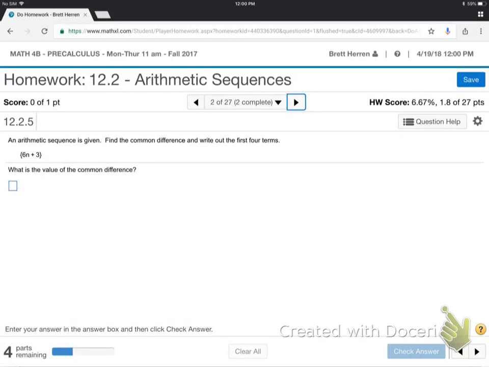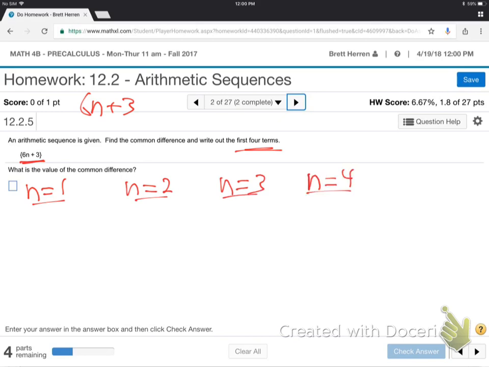All right, 12.2, number 2. The formula is 6n plus 3. And what they want me to do is find the first 4 terms. So let's do it. 6n plus 3. If I do n equals 1, n equals 2, n equals 3, n equals 4, can you find those first 4 terms?